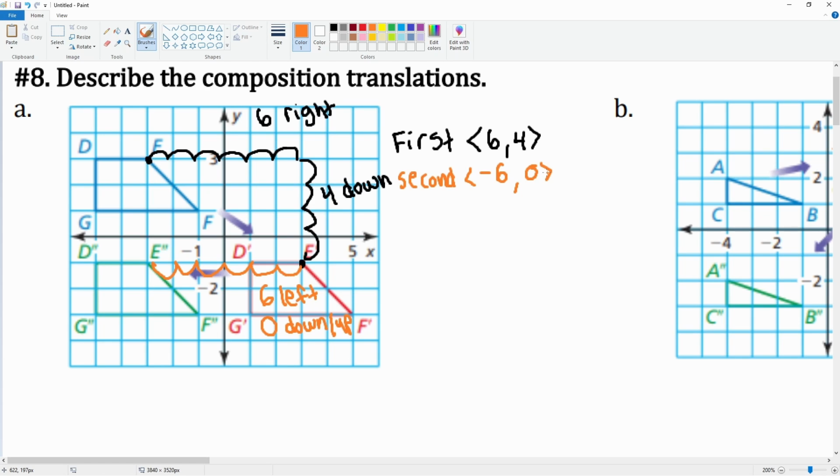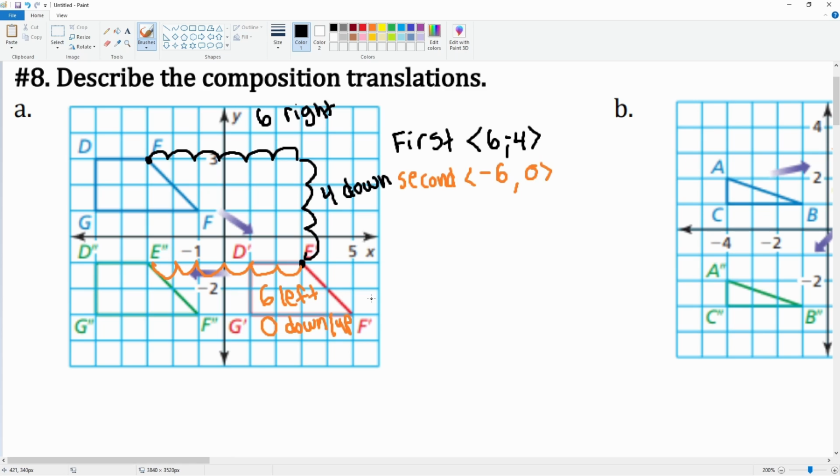Just letting you know, from the original to the double prime, you could already tell it was really just sliding down by 4. So, oh, the first one should be a -4, because it went down. Remember, this is a -4. Okay, good.